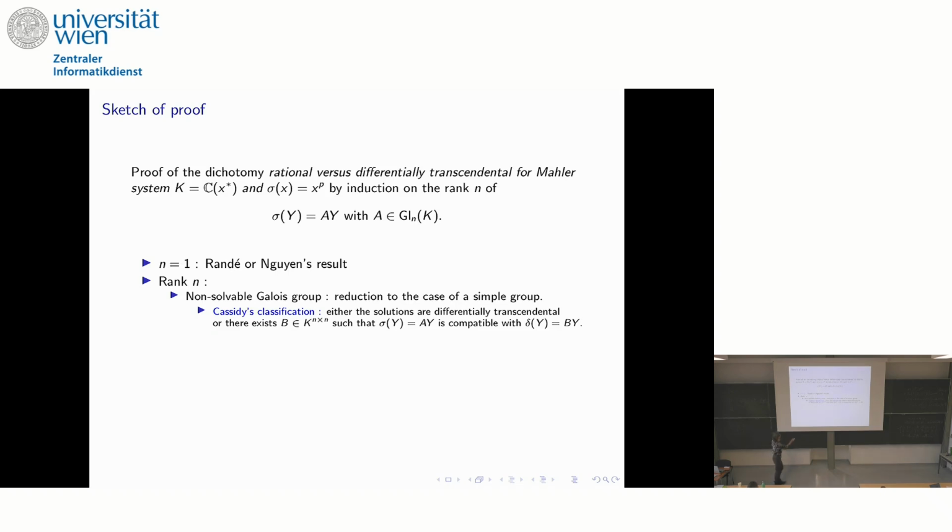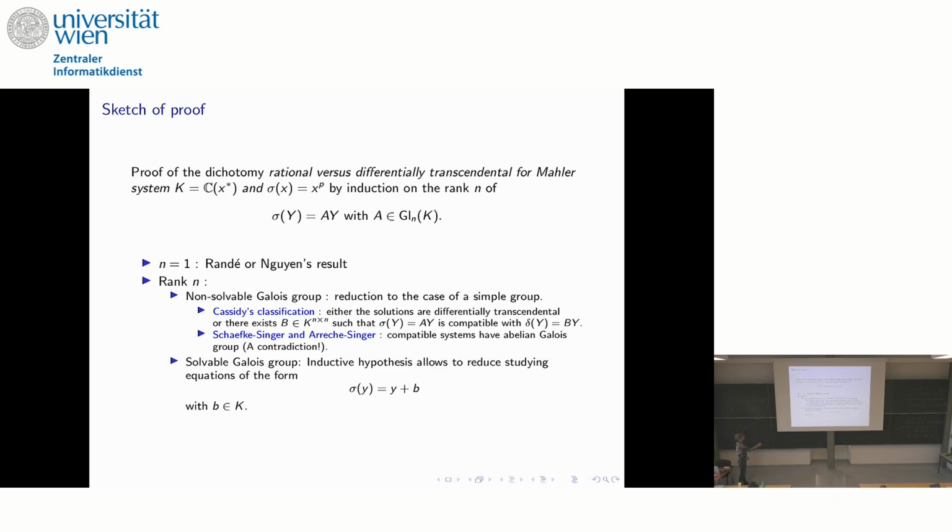So let us assume that we are in that case. The Galois group of this guy is a simple algebraic group, but this system is compatible with a differential equation. Well, we use Schäfke-Singer and Ramis-Singer results. Compatible systems have an abelian Galois group. It's done, we have a contradiction.